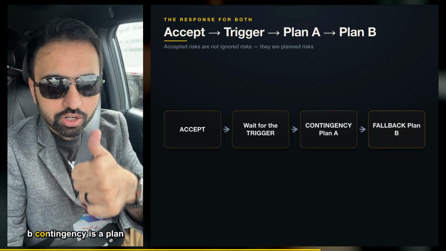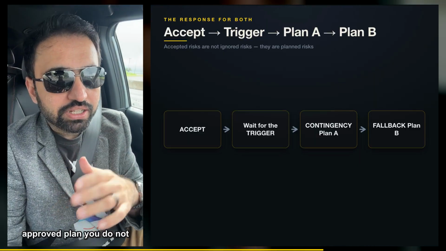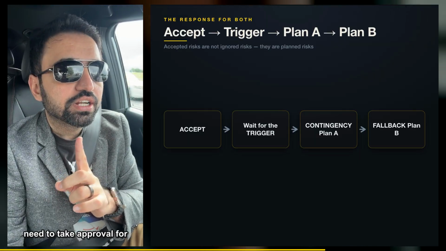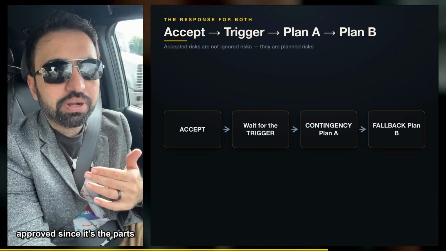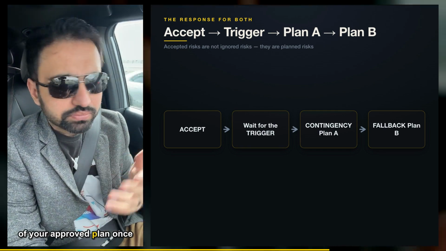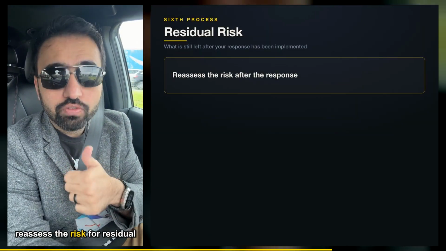Plan A, plan B. Contingency is plan A. The agreed fallback plan is plan B. So these are approved plans. You do not need to take approval for them. The cost is already approved since it's part of your approved plan. Once a risk response is implemented, you reassess the risk for residual risk.